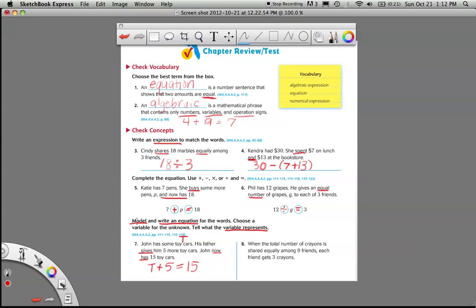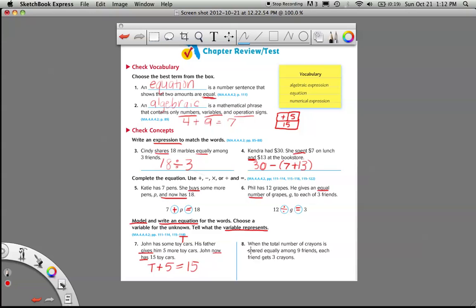But I'm not done yet because I still have to model. I'm going to do that over here because I don't have much room. You guys would be able to write this smaller on your paper. I'm starting with T, so I'm just going to draw a block, which I'm going to call T. That's how many he's starting with. Then I'm adding on to that T the 5 that his dad gave him. All together, both the T and the 5 added together gives me a total of 15. So my bottom rectangle has to be as big as the top 2 are together. So that's my model. I'm done with that one.